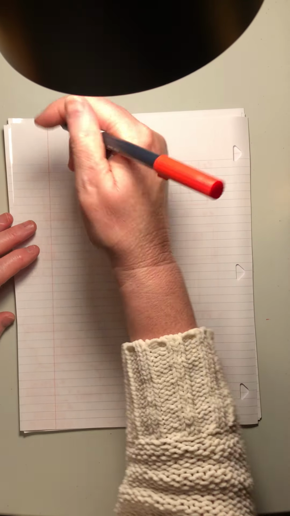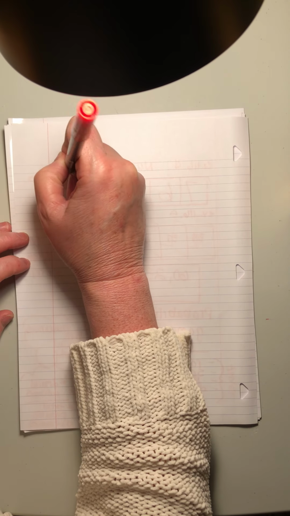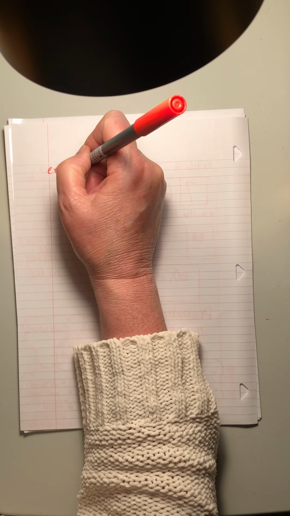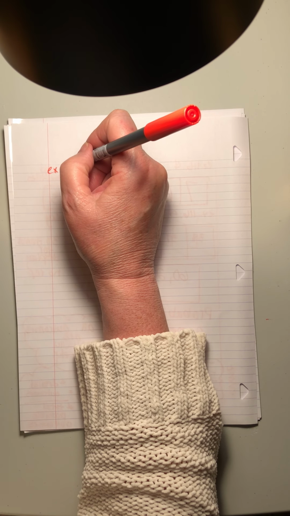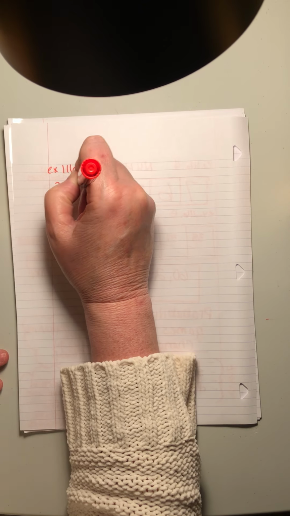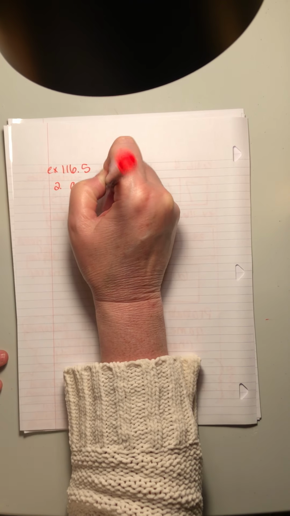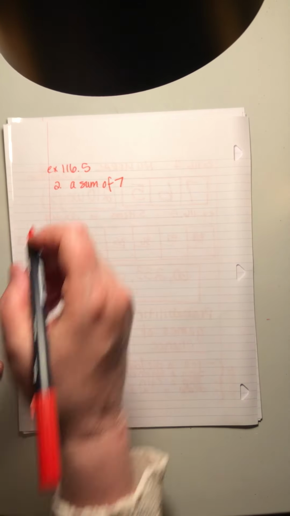Example 116.5. Okay, 2 dice are rolled. That's like Monopoly, my classic 2 dice game, right? What is the probability of getting A, a sum of 7, or B, a sum greater than 8?